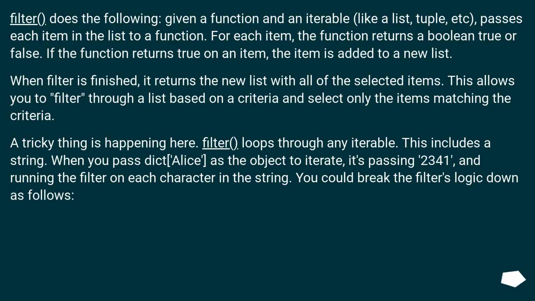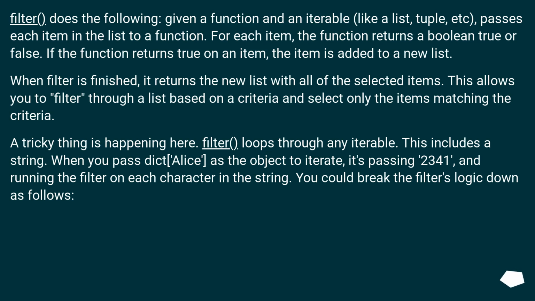Filter does the following: given a function and an iterable, like a list, tuple, etc., it passes each item in the list to a function. For each item, the function returns a Boolean true or false. If the function returns true on an item, the item is added to a new list. When filter is finished, it returns the new list with all of the selected items. This allows you to filter through a list based on a criteria, and select only the items matching the criteria.